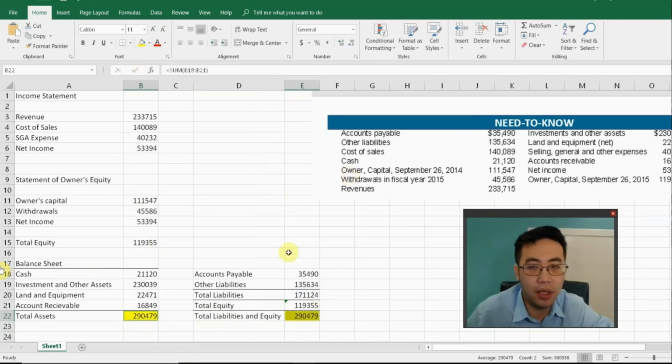I still need some more data for the statement of cash flows, but now I have information for only one year, so it's really not possible for me to make a comparative study and generate the statement of cash flows. So far, it's the best I can do.